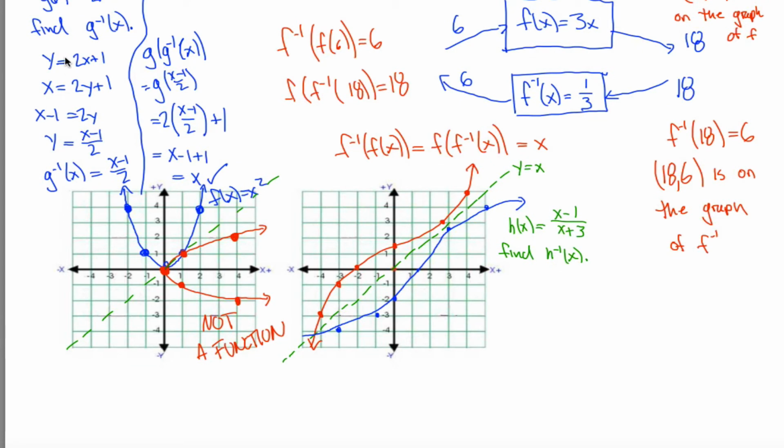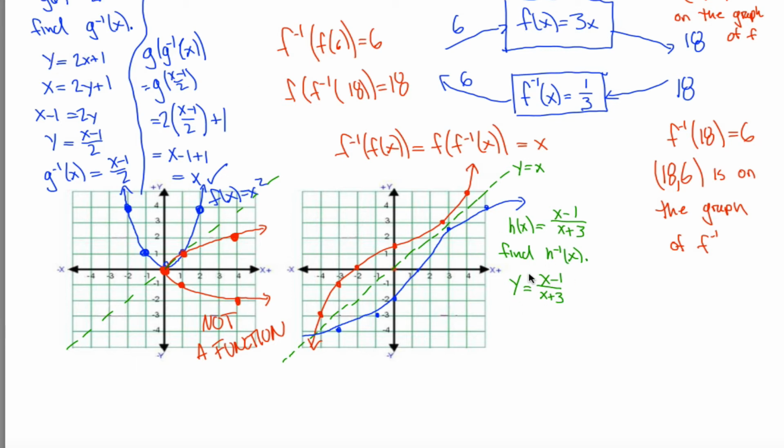But how do you do it? Well, just like I did up here, my first step, I don't like doing algebra with an h of x floating around. So instead of h of x, I'm going to write y. y = (x - 1)/(x + 3). My next step over here was to solve for y. No, that's not true. My next step over here was to switch the x's and the y's.